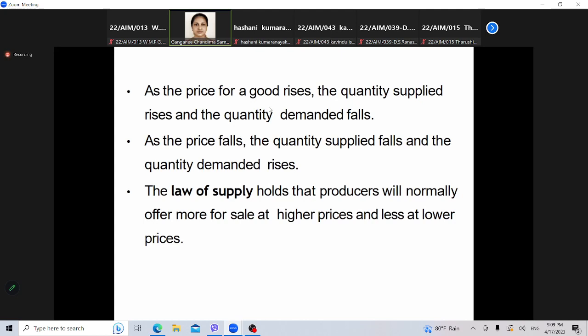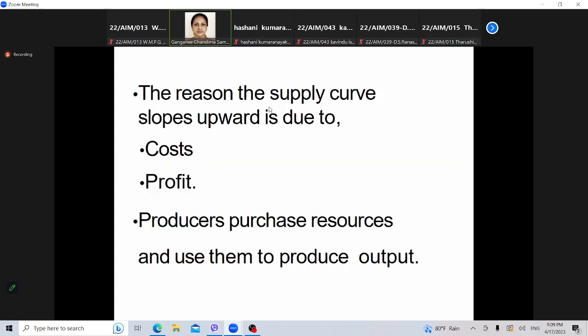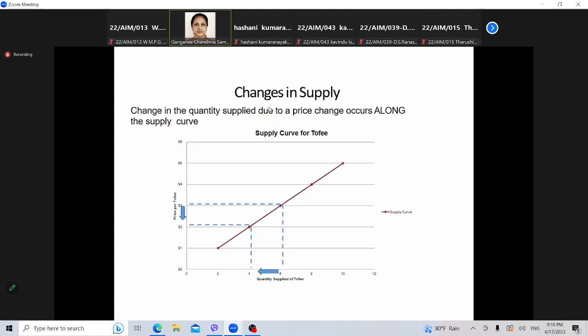Then we'll move to law of supply. That means producers will normally offer more for sale at higher prices and less at lower prices. So the supply curve slopes upward because of high costs. Due to cost, and to gain more and more profits, it moves upward. Producers purchase resources and use them to produce output, so they have to consider costs and profit as well.